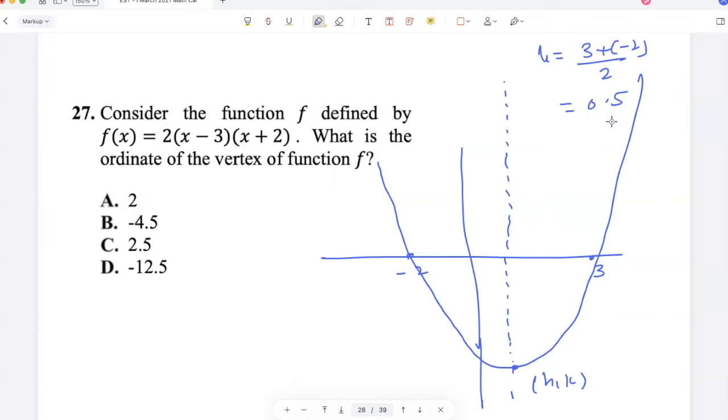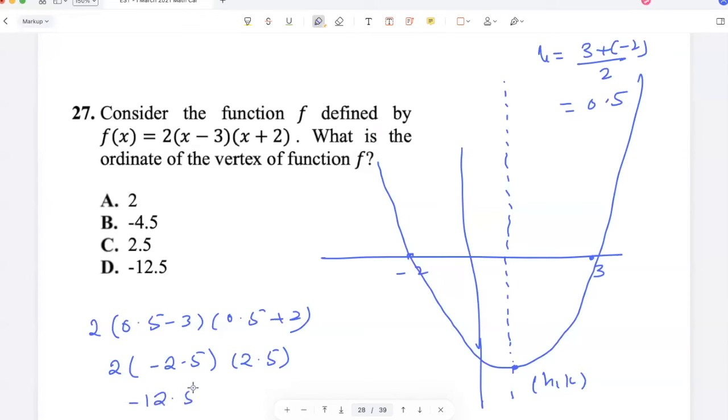So if the x coordinate is 0.5, the y coordinate of the vertex I can find by putting x equal to 0.5 here. So that's 2 into 0.5 minus 3 into 0.5 plus 2. So 2 into -2.5 and plus 2.5. So that's 6.25 into 2. So minus 12.5. Option D.